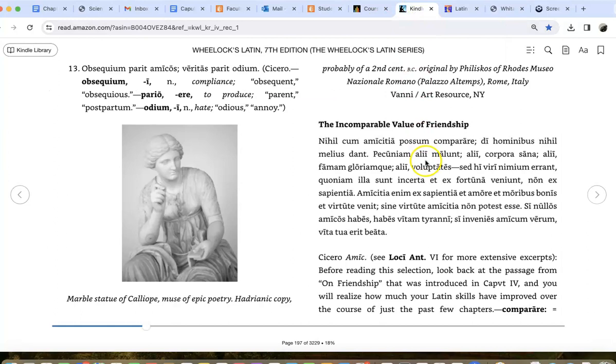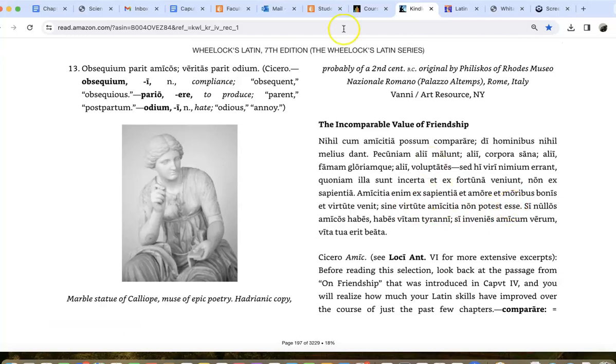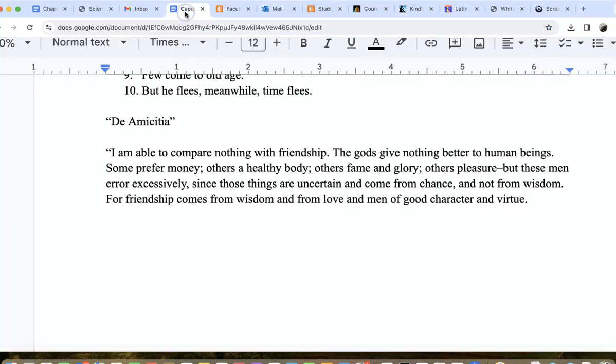All right, so without virtue, friendship is not able to be. Notice we might say exist in English.